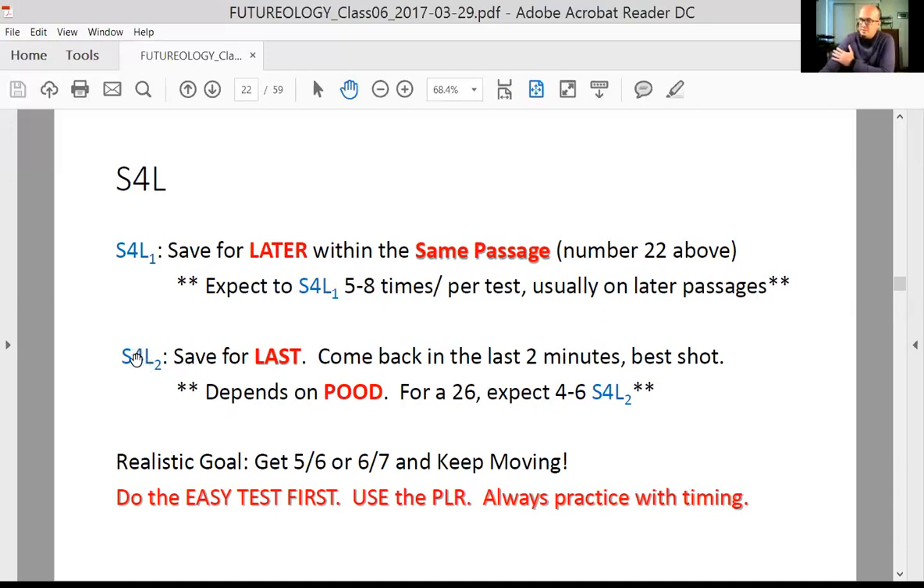The other type of save for later is a save for last. After you save for later a question and you come back to it in the same passage, you still might be stuck. And that's okay. Some of the hardest questions on the science show up earlier on. I would like to reiterate that.